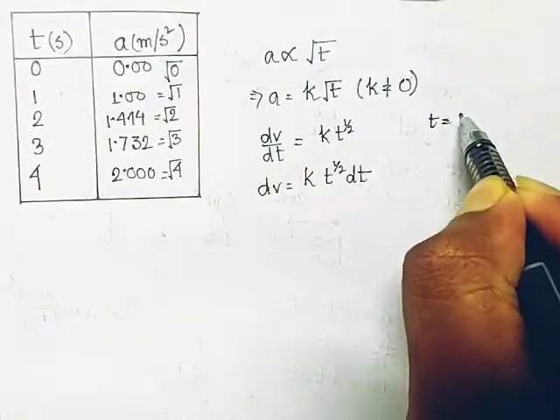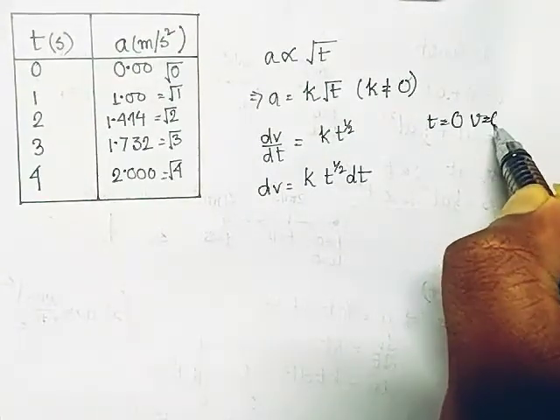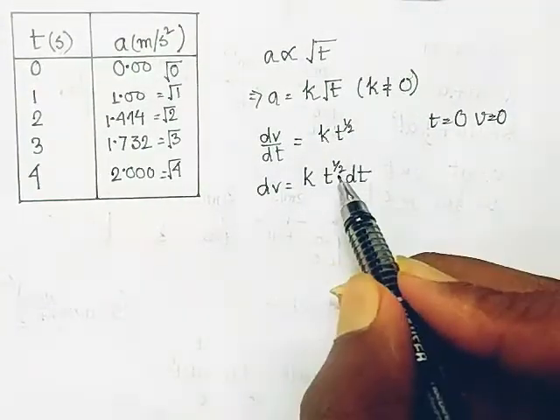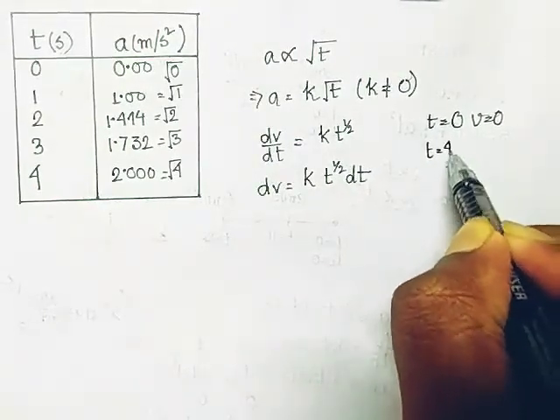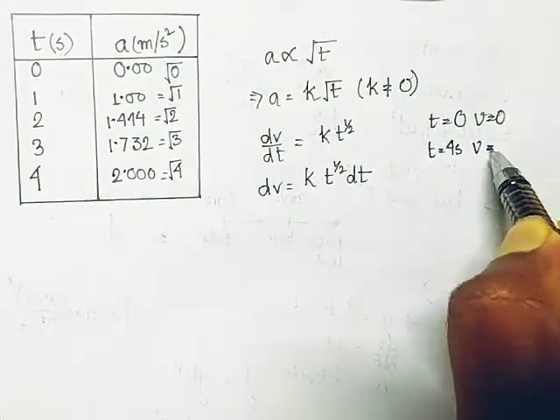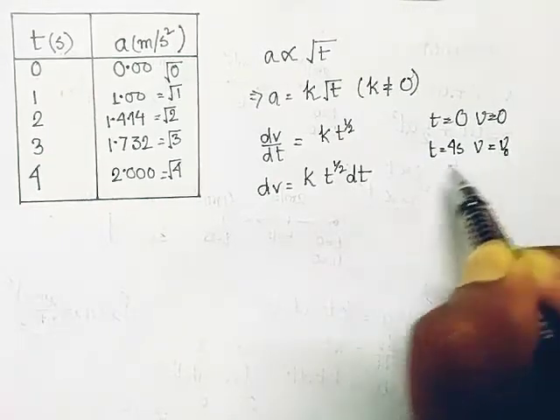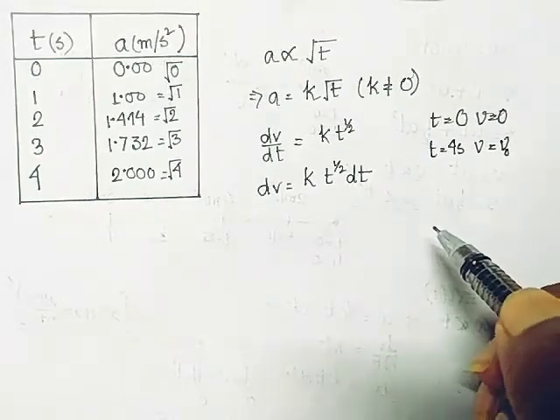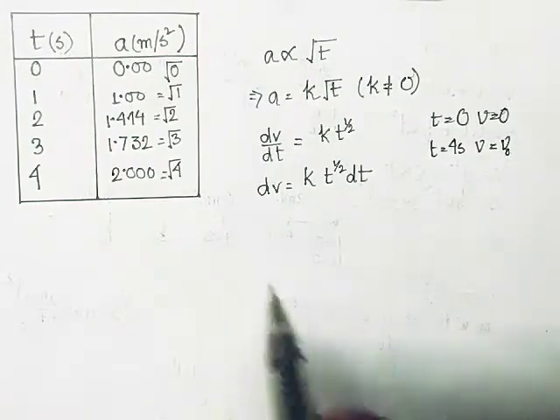Let us consider t equal to 0. The velocity of the particle is 0 since it is starting from rest. And we have to find out the velocity of the particle after 4 seconds. What is the velocity? For the time being, we take it as v naught. Obviously it will be in meter per second.